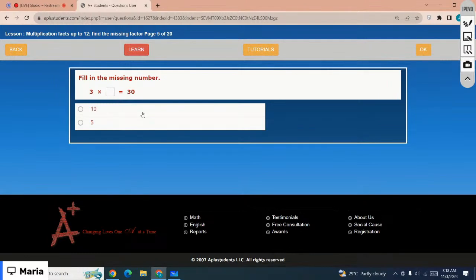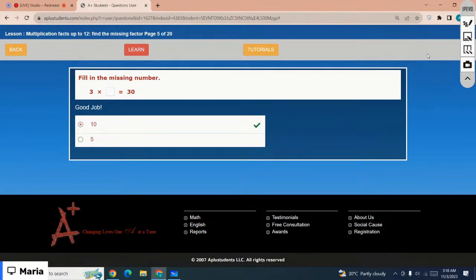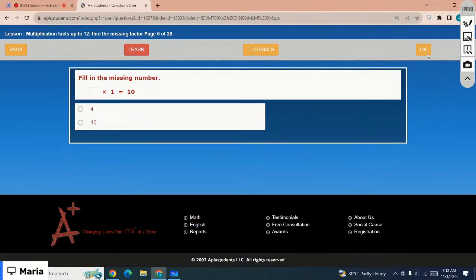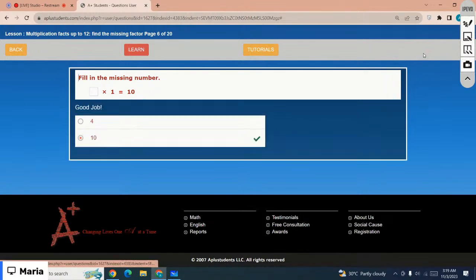Yes, it is 10. 3 times 10 is 30. Got it? Okay, the next one is 1 times missing number equals 10. So, which is the correct option? Very good. 1 times 10 equals 10. The correct option is 10.